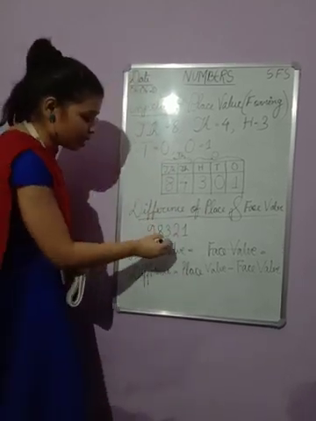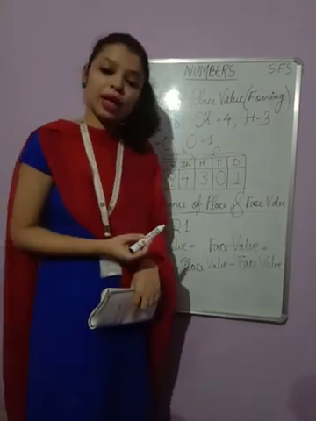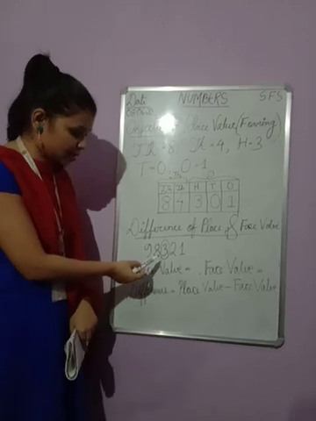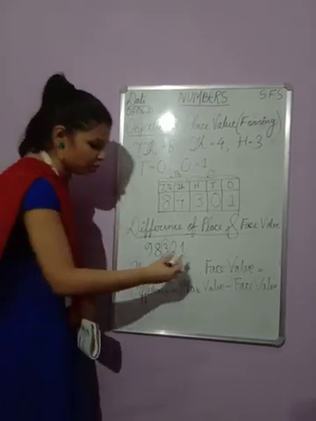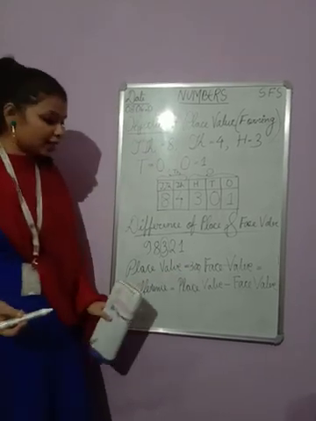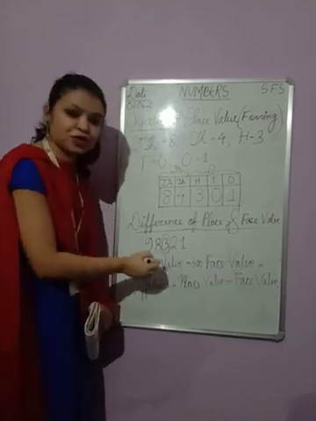I am taking 3 here. Okay, I am taking the number 3 here. Alright, now the 3 is in the hundreds place. So what will be the place value of the 3 here? So it will be 300. Alright, and the next is, what is the face value of 3 here?